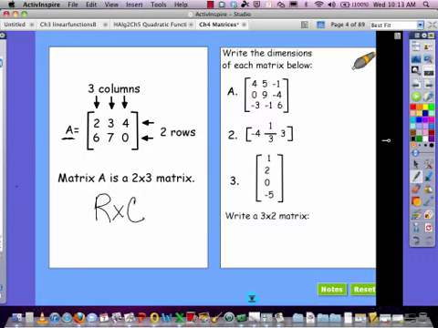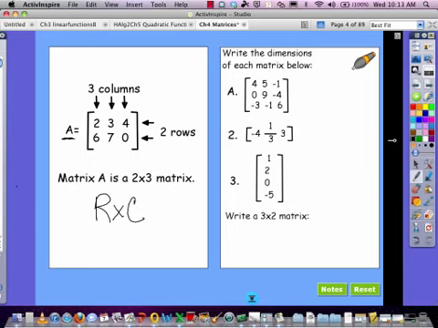So if we look at these and we want the dimensions of each, look at them. We don't care what's in them, we just want to know the dimensions. So on number 1 here, our dimensions, looking at it, should be a 3 by 3. Look at number 2. Again, remember rows and columns, so it's a 1 by 3. And then rows, it's a 4 by 1.